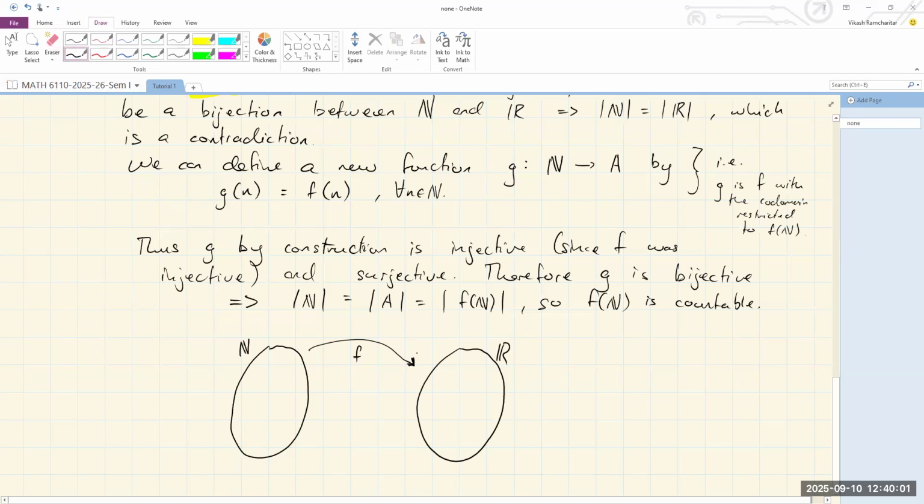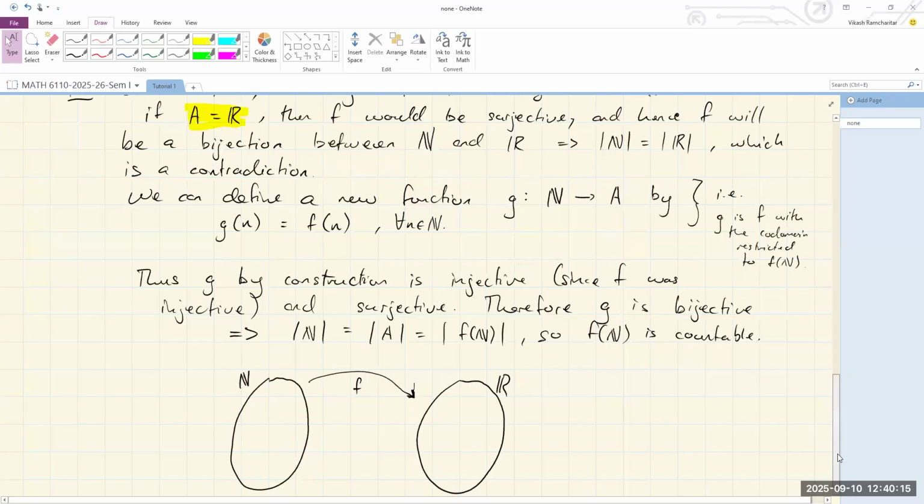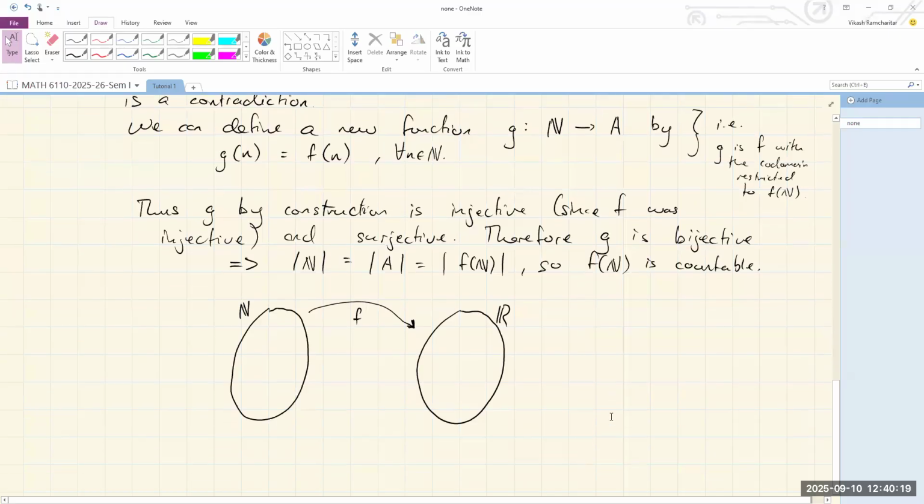And we showed in the beginning of this proof that f cannot be surjective. Remember, because we showed that if A, which was the range of f, happened to be all of the real numbers, then we will get a contradiction. So f cannot be surjective. It cannot map into the entire real numbers. So let me draw the range of f. Okay, so this set here, proper subset now of R, this is the set A, which is simply the range of f.